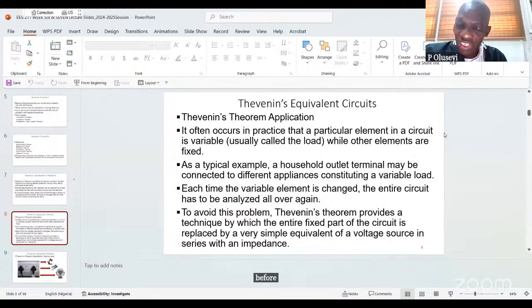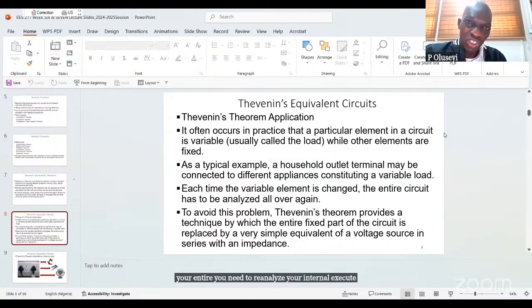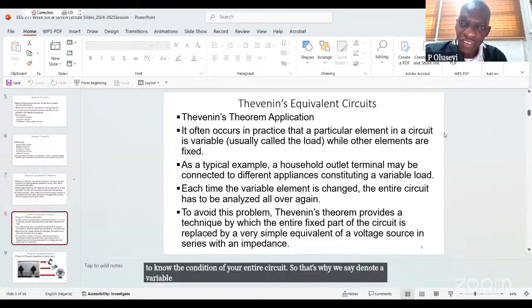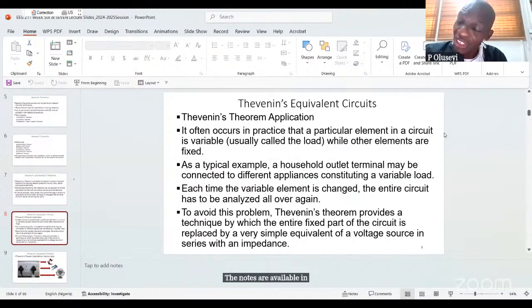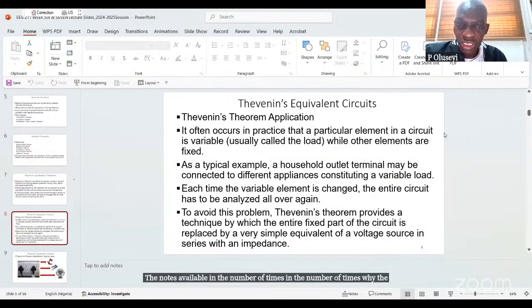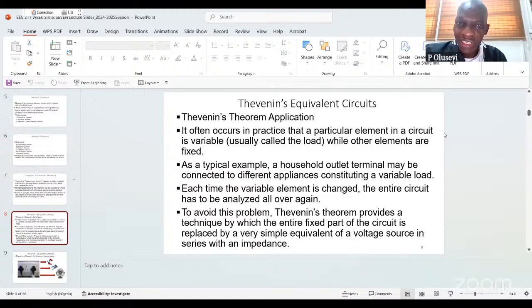I have increased it. So you will need to recalculate your entire circuit. You need to reanalyze your entire circuit when such things happen to know the condition of your entire circuit. So that's why we say the loads are variable. The loads are variable a number of times, while the other circuit parameters remain unvaried.